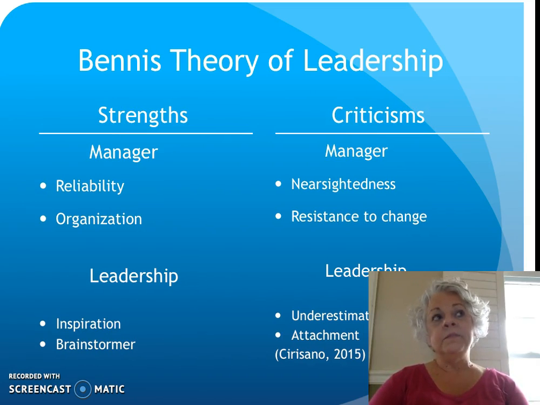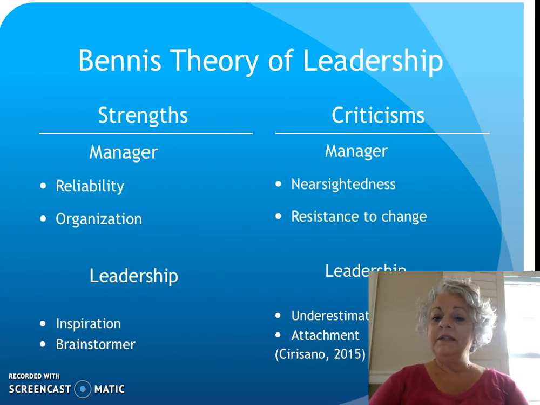Because Bennis based his theory primarily on the differences between a manager and a leader, I think that lends itself well to looking at the strengths and the criticisms of the theory. A manager is reliable. If you want something done, you ask a manager. If you want work done, you give it to the management group. They are organized. They're going to get everything done that needs to be done.